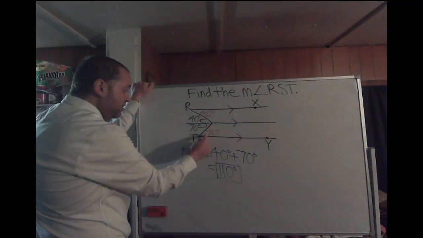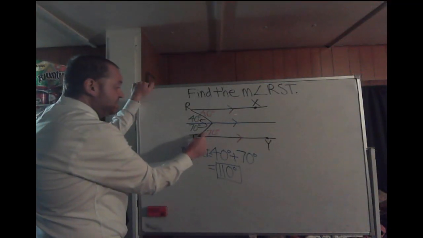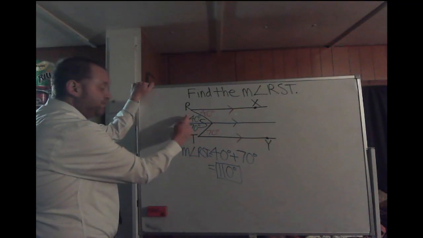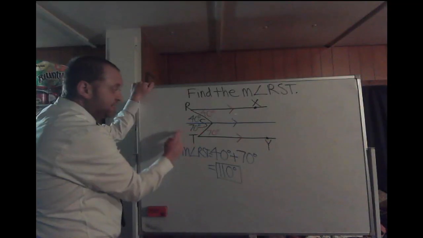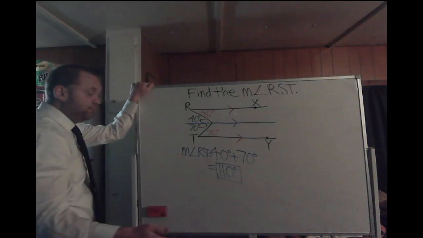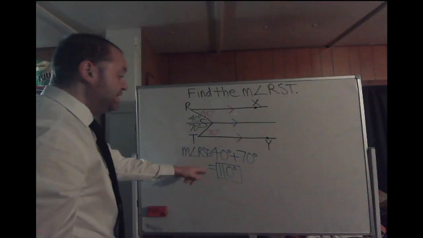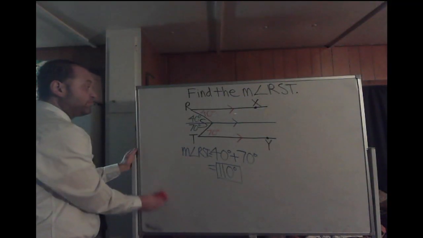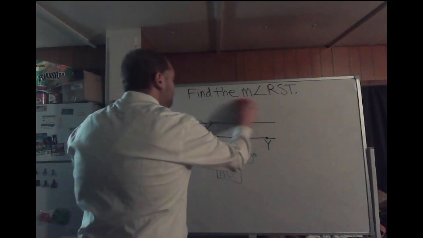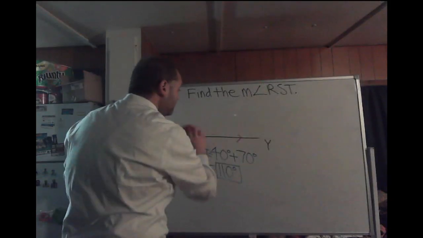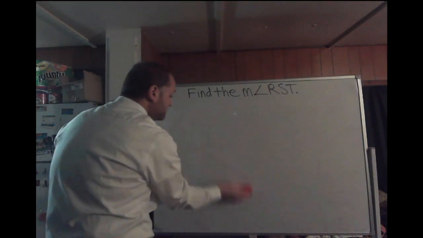Same here, you'd end up getting 70 for this angle, so you add 40 and 70 together, you'll get the entire measure of angle RST by the angle addition postulate, if you will. You get it as 110. So it's important to also know the theorems.